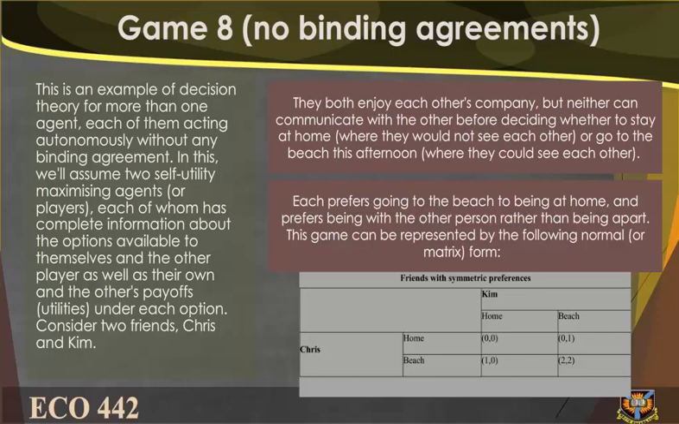Game 8. No binding agreement. This is an example of decision theory for more than one agent, each of them acting autonomously without any binding agreement. In this, we'll assume two self-utility maximizing agents, or players, each of whom has complete information about the options available to themselves and the other player as well as their own and the other's payoffs, utilities, under each option.